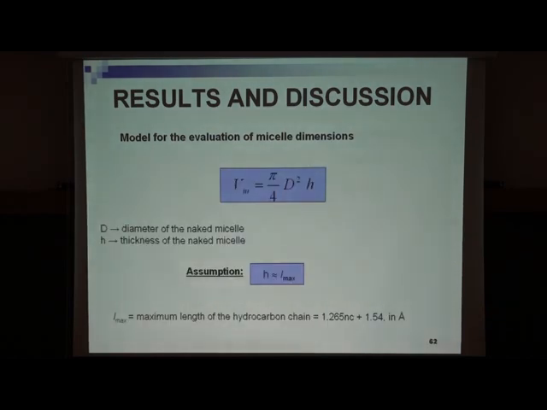This equation corresponds to the micelle volume equation. But here there is a problem: there are two unknown parameters, the diameter and thickness. So we should make an assumption. The micelle thickness is approximately equal to the thickness of the bilayer, and it can be obtained by this equation. This is known as the Tanford equation for amphiphilic molecules.